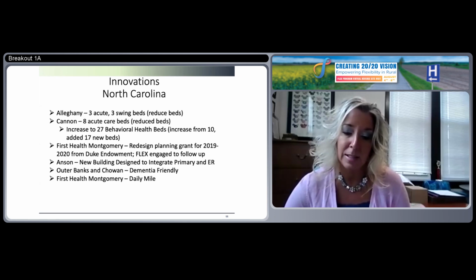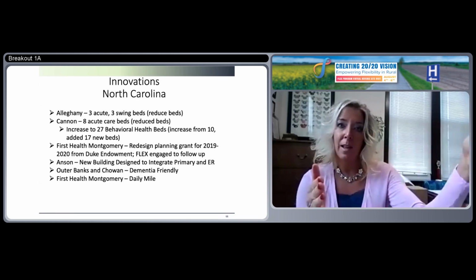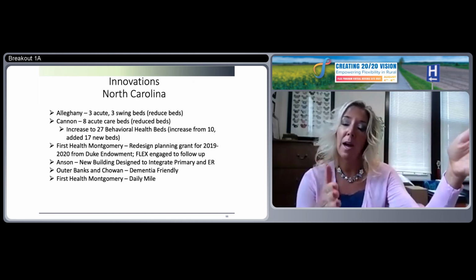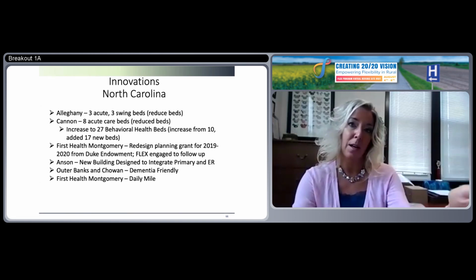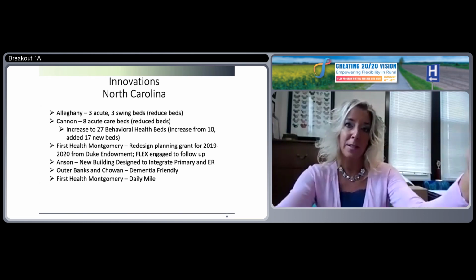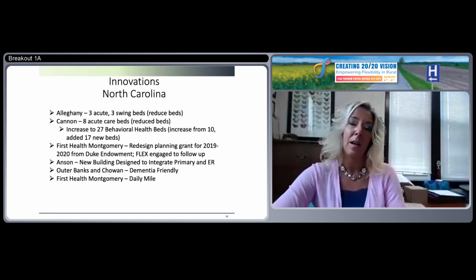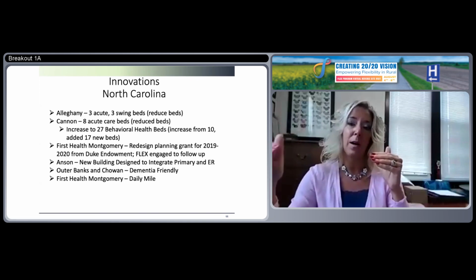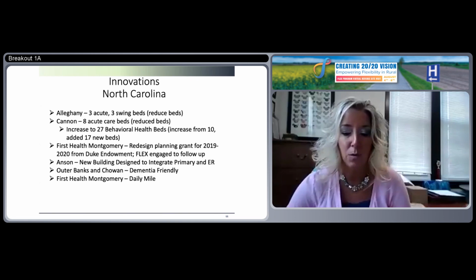We've got the Anson Hospital, which is a small rural hospital, and they redesigned their whole building and structure so that when you walk into the emergency room, you get an immediate assessment. And if you have a true emergency, you go to the left and go through the emergency department. But if you have a primary care need, you go to the right and you're seen immediately by a primary care provider. Once you go past those doors, the back part is completely open. So you're just in this one big area so they can flip beds from being a primary care room to an emergency room. So that's a really neat design.